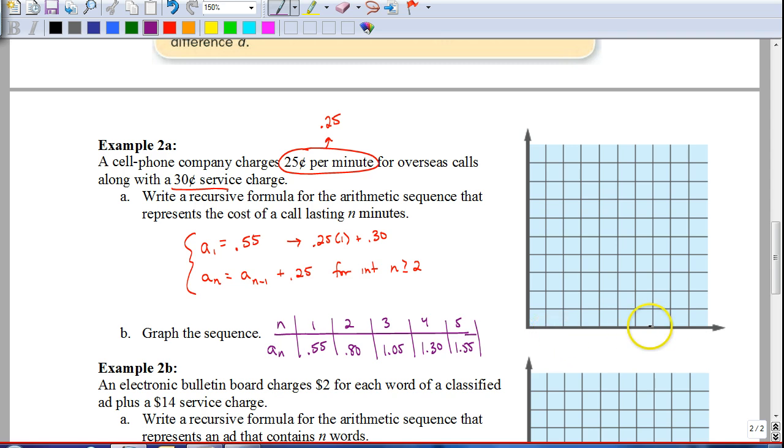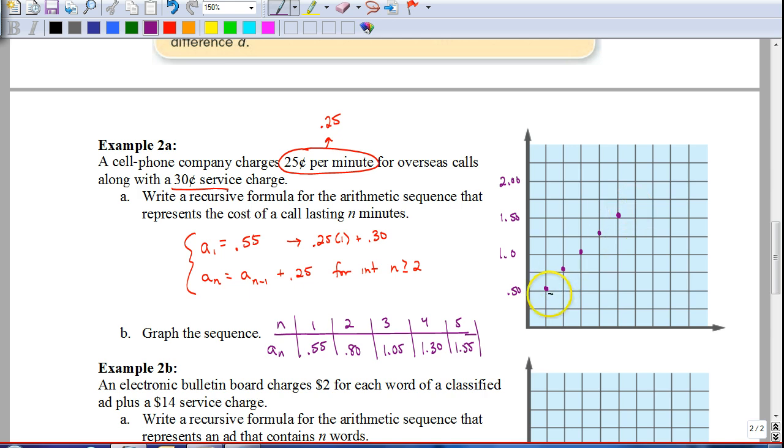My scale on my x-axis, I'm going to count by ones. On my y-axis, I have to go from $0 to $1.55, so if we count by 25 cents, this would work. When x is 1, y is 55 cents. When x is 2, that's 80 cents. Well, 75 would be here, so 80 cents would be right about there. My third term, a 3-minute call, would cost me $1.05. The fourth term would cost me $1.30, so it's a little over $1.25. And my fifth term would be $1.55.